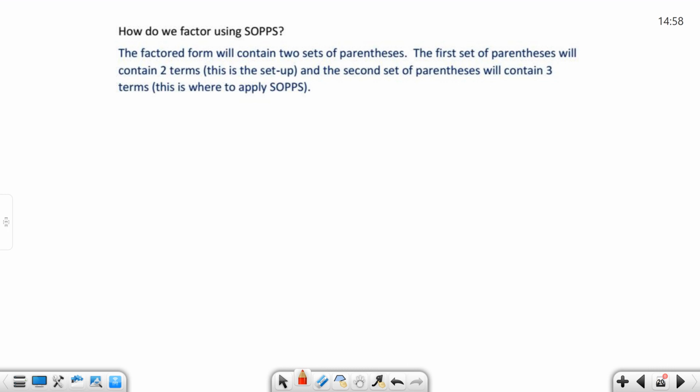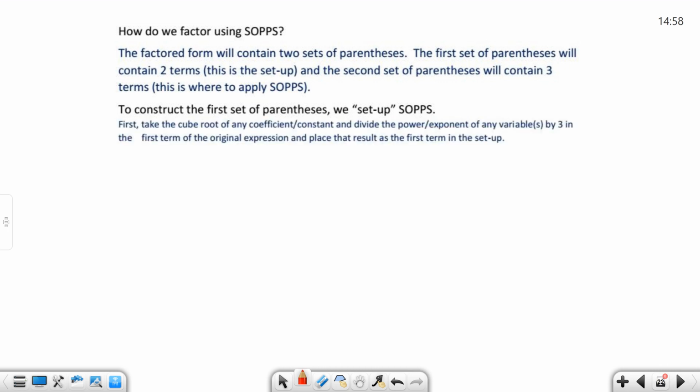So the first parenthesis, 2 terms, is a setup. It's very much like your difference of squares setup, and then you apply SOPPS to the setup. To construct the first set of parentheses, we set up SOPPS. First, we take the cube root of any coefficient or constant, and we divide the power exponent of any variable by 3 in the first term of the original expression, and we place the result in the first term of the setup. So here, I've taken this x cubed, and I've divided the power by 3 and gotten x. So there's your setup, the first term.